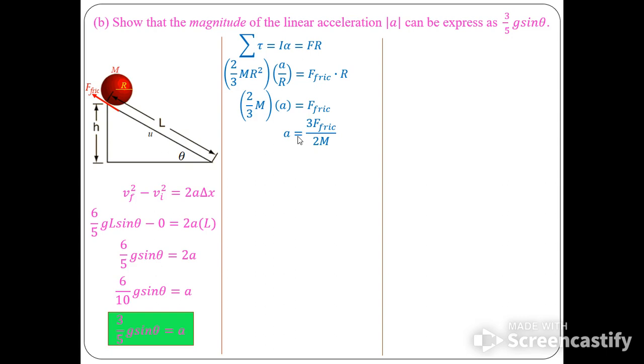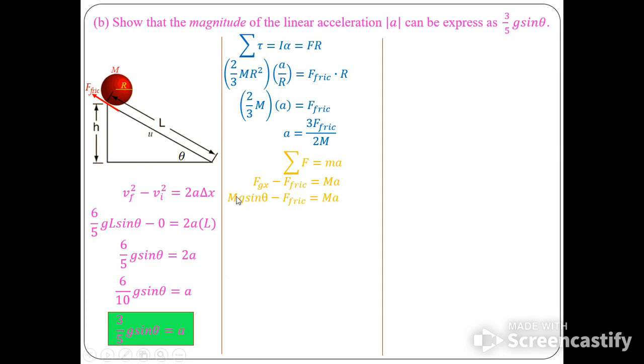Okay. But then we also can go ahead and set up Newton's second law. We don't know what F friction is, but we can go ahead and set up Newton's second law. And that's going to leave us with this statement. As the ball goes down the ramp, there's F of Gx acting on it, minus the opposing force, which is F of friction in this case, and that equals ma.